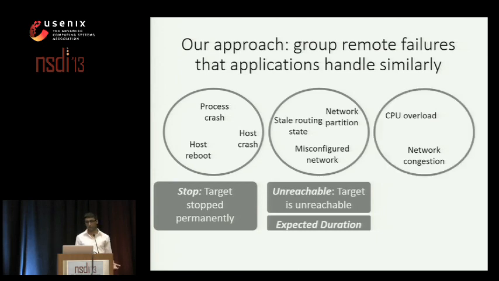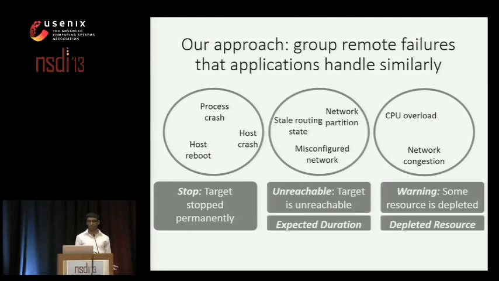Or consider this third group of failures: CPU overload or network congestion. What is common for these failures is the knowledge that there is a depleted resource in the system right now. And so the client may want to reduce the load on the system by degrading its service, for example. And to do so effectively, it would want to know which resource is depleted. So grouping failures that applications handle similarly gives us the following highlighted interface.